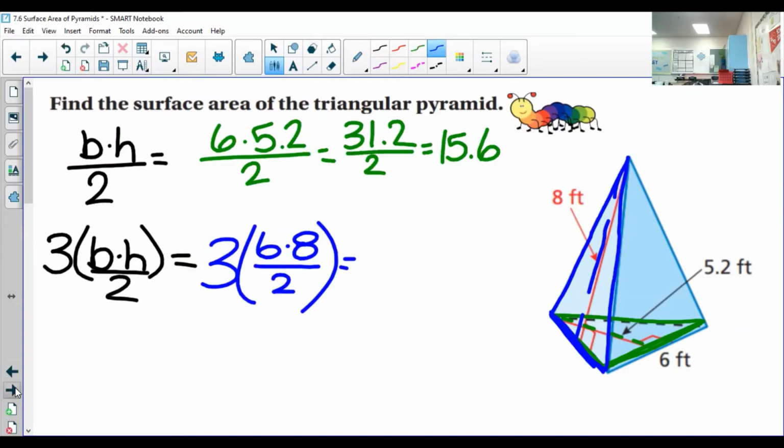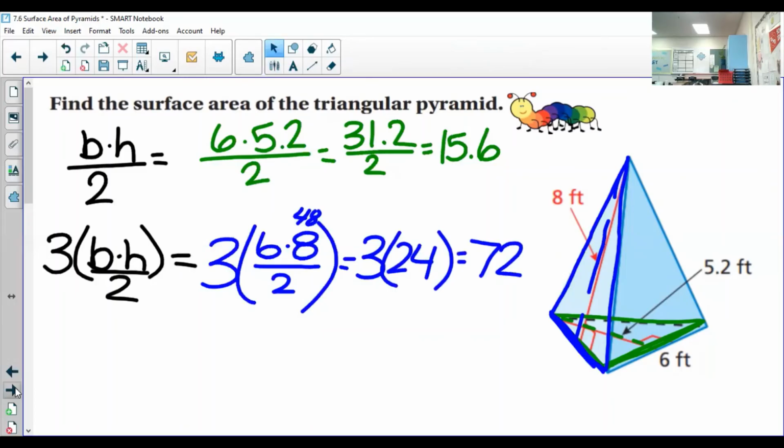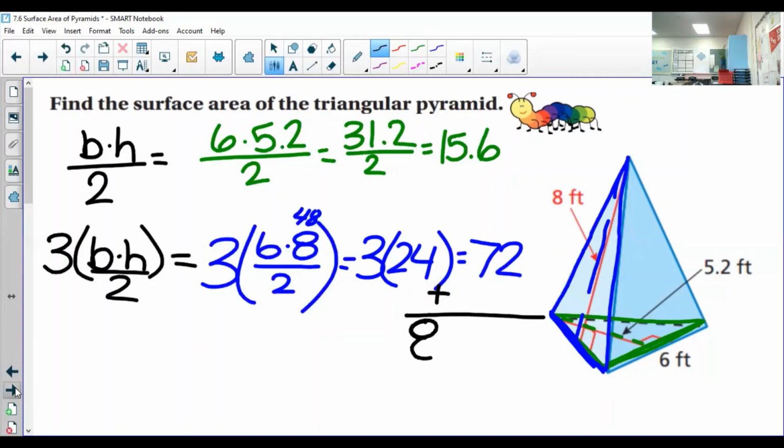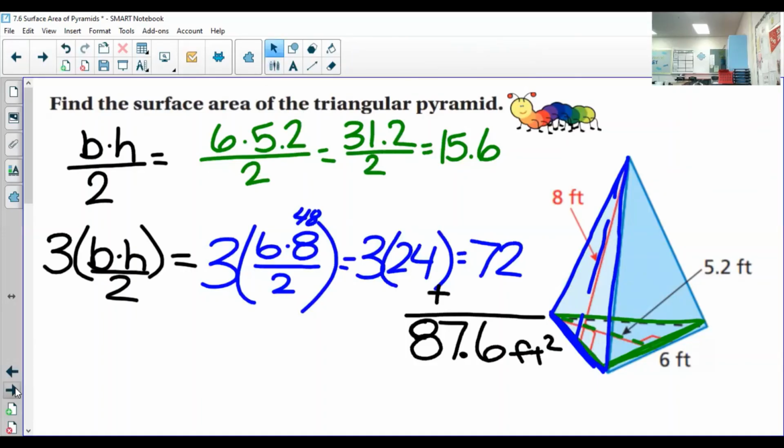Did I do that too fast? 6 times 8 is 48. Okay, then 48 divided by 2 is 24. So now we have 3 times 24, and 3 times 24 is 72. And then that's it. We just have to now add these two together. 15.6 plus 72 is 87.6 feet squared. There you have it.